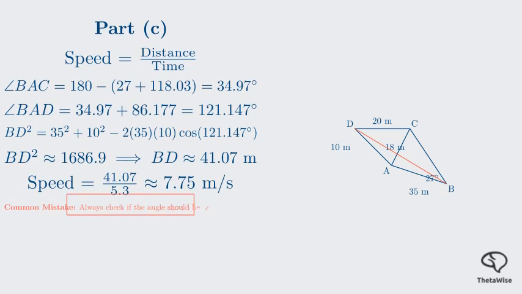A common mistake occurs in part B. The calculator will always give the acute angle. You must remember that sine of x is also positive for 180 minus x. If the diagram or question says obtuse, you must subtract from 180.